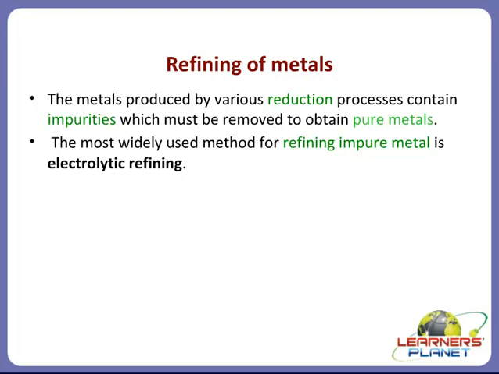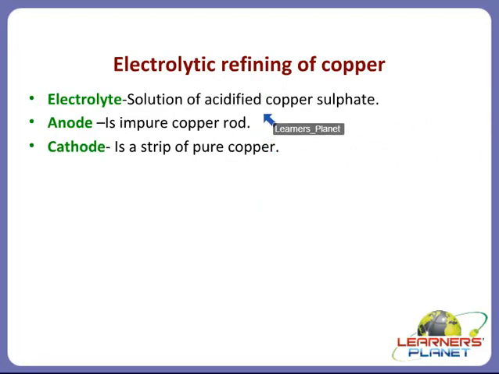Now let's see the refining of copper. How it is done. We have obtained copper by its reduction with carbon, that is by smelting. Now that smelting is done in Bessemer converter and that process is called as Bessemerization. Now the copper obtained after that is impure. It still contains the impurities of metals like gold, silver. Now that has to be removed. Now how it is done? It is done by electrolysis.